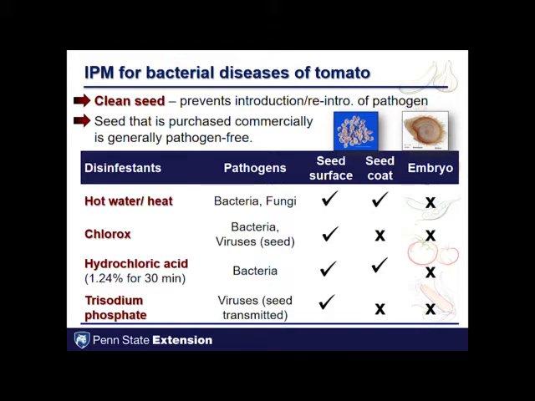Clorox treatments are good for bacteria and seed-borne viruses, only good for the surface of the seed, so it's not going to penetrate underneath that seed coat. We have hydrochloric acid, which is good for bacteria, again on the surface and under the seed coat. And then trisodium phosphate is for, again, seed-transmitted viruses. But what I said before, and what's noted on this slide, is that none of these are going to impact any bacteria that might be in the embryo.